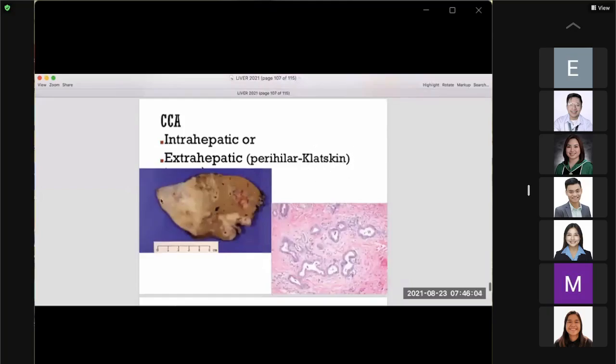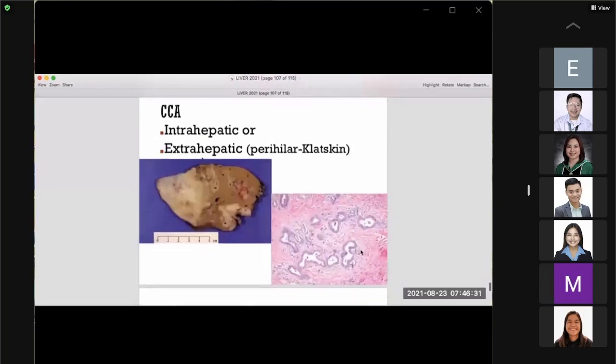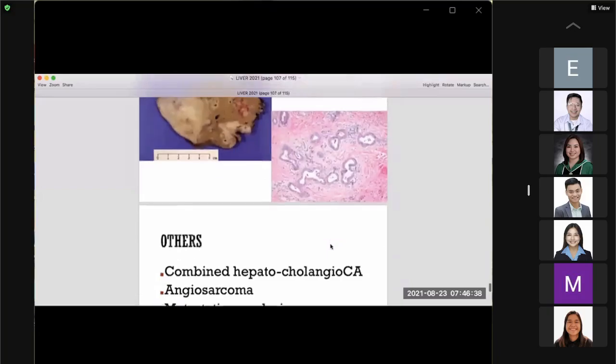So you see here involvement of the liver, okay, those pale areas, and even here presence of cholangiocarcinoma. Microscopically, we see a lot of glandular structures, smaller glandular structures, okay, surrounded by this fibrotic material. So what we call the desmoplastic feature is very prominent in cholangiocarcinoma.